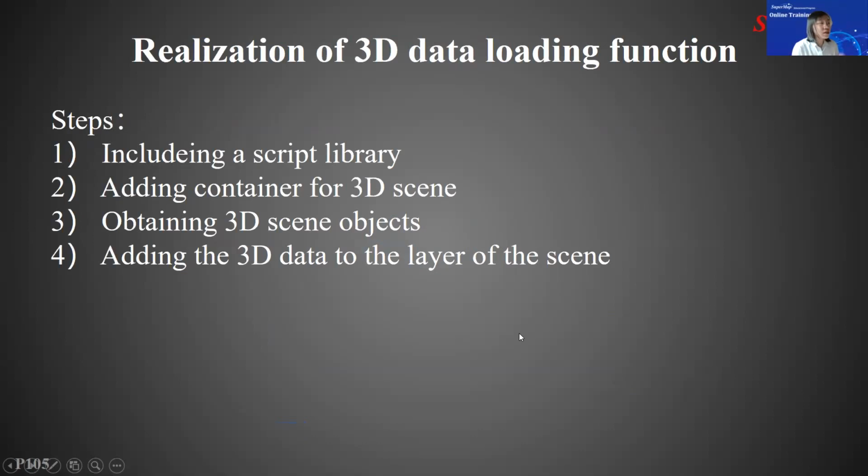So here, how to realize the 3D data loading function. First, we have to create an HTML page that should include the script library and add the container of the 3D scene, like we have the map element for a map object. And then we need to retrieve the 3D objects, the 3D service, and then add the 3D layer to the map.